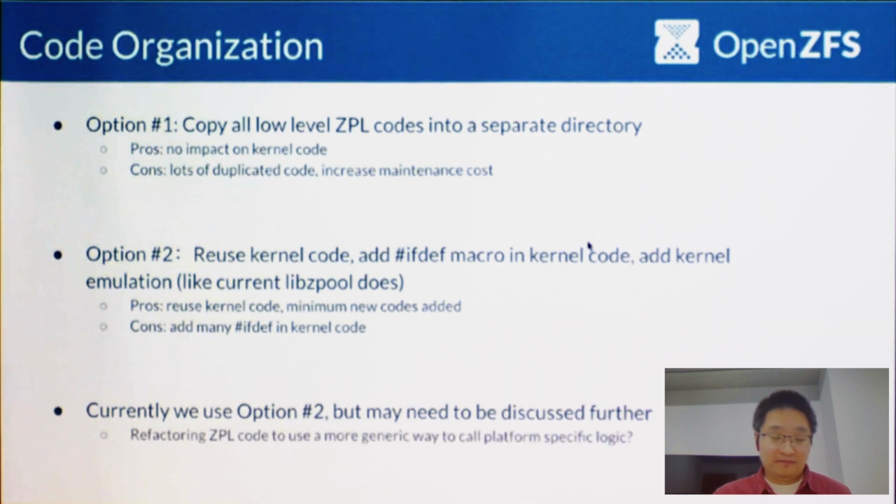Like, we could refactor the current GPL code to use a more generic way to code the platform-specific logic. But this is just an open question. Okay, so using this approach, we could build all the low-level ZFS GPL code into the ZQ.